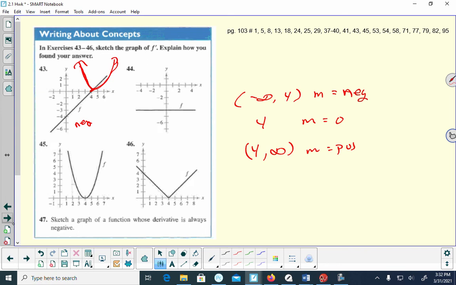Which, 43. Oh, I'm going to do 44. Can I please do 44? See how my slope is 0? Which means, well, that's the graph. So the slope of this line is 0. It's a horizontal graph, so when I go to do the derivative, it's just going to be 0.